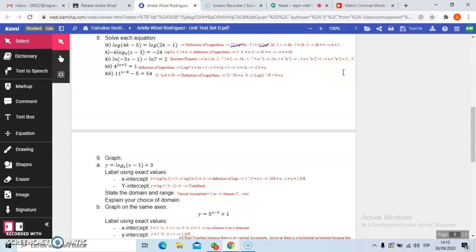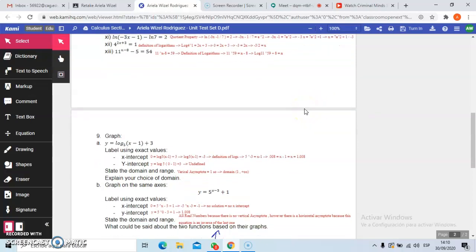For 8d, I use the definition of logarithm, so I am left with 4 to the power of 0 is equal to 2x plus 3. And I know that anything with the exponent of 0 is equal to 1, so 1 is equal to 2x plus 3. Now I solve for x, and I am left with negative 3 halves is equal to x.